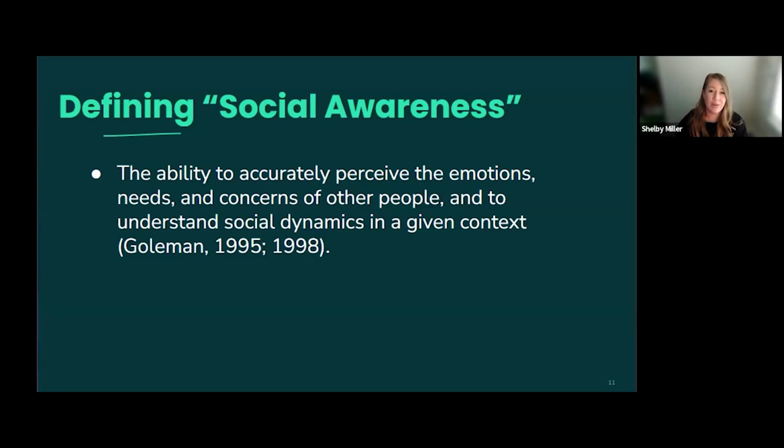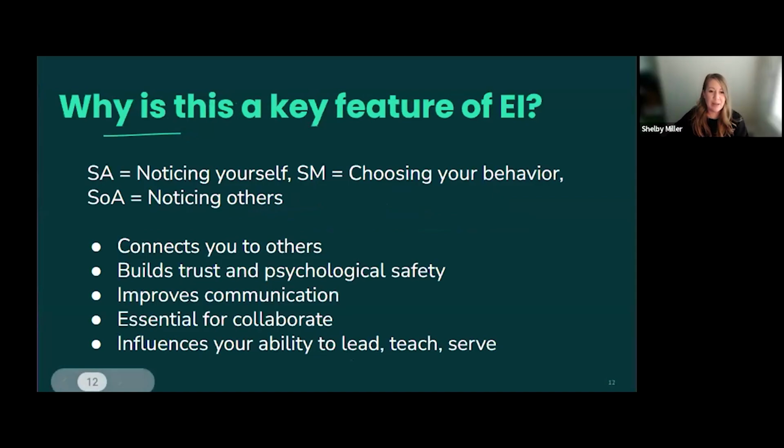So rather than later going, I wonder if she was upset with what I did, right? This is real time emotional reading. So self-awareness we've talked about is basically noticing what's happening inside of you. Self-management is choosing your behavior. So social awareness is noticing and accurately reading what's happening around you, and especially in others.